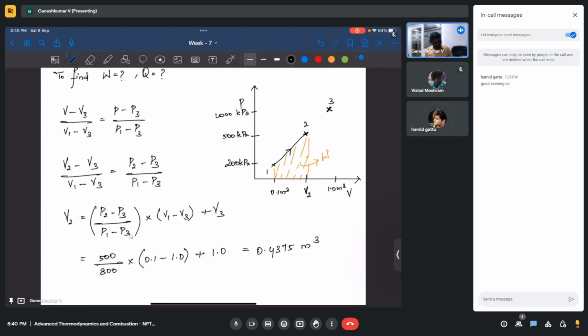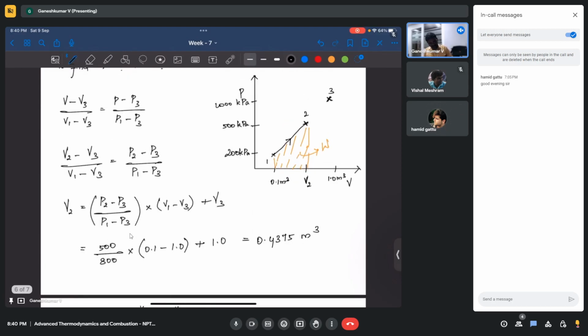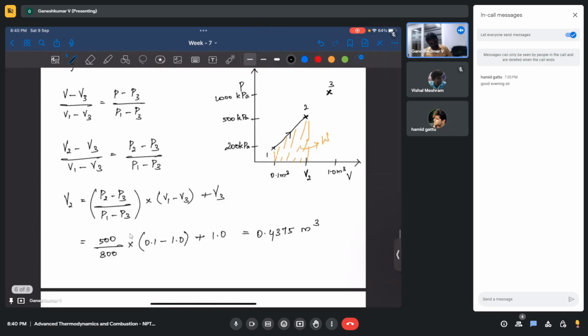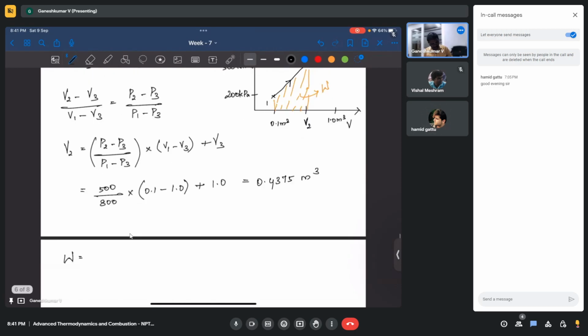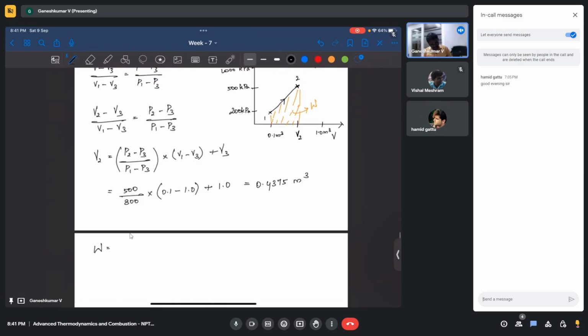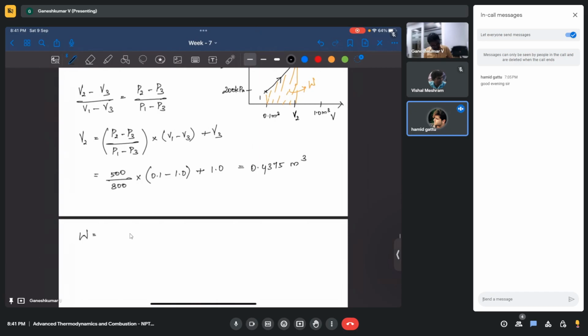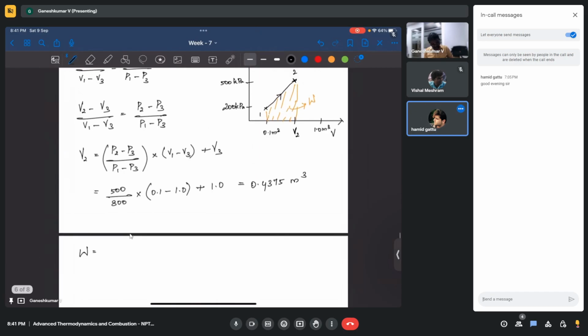We already found V1. V2 is also found. P2 is also found. So we can simply go for the area. This is the trapezium, or you can find the area of this triangle and the square and add them together. I don't remember the trapezium area formula right now, so probably I will go with the traditional method.